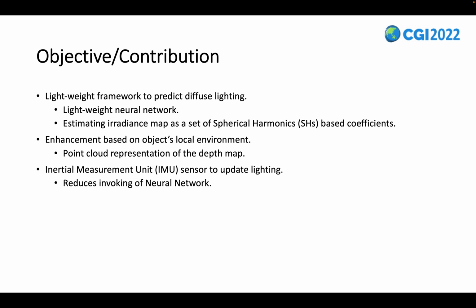The second thing is enhancement based on the object's local environment. We have a point cloud representation of the depth map, and with the help of the depth map, we take into account the object's local environment. The third thing is we made use of the IMU sensor which is sitting inside the phone. This sensor gives us the rotation angle of the phone. Let's say the scene has not changed much, but my phone has rotated by some angle from the initial position. In that case, we get the angle from the IMU sensor and we update some of the coefficients to do the lighting. That helps us reduce invoking the neural network every time.